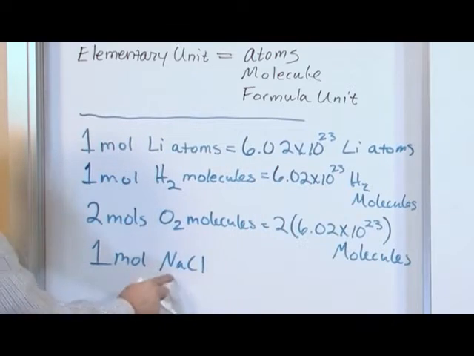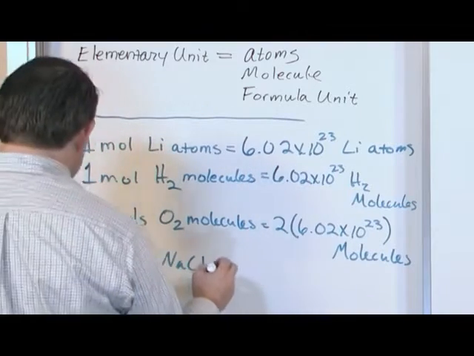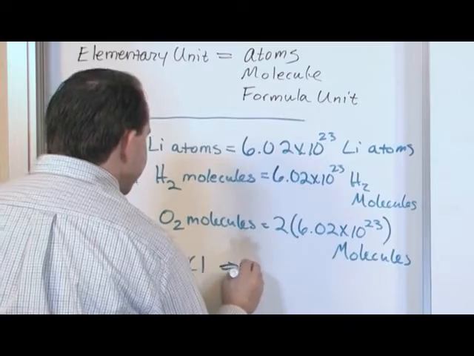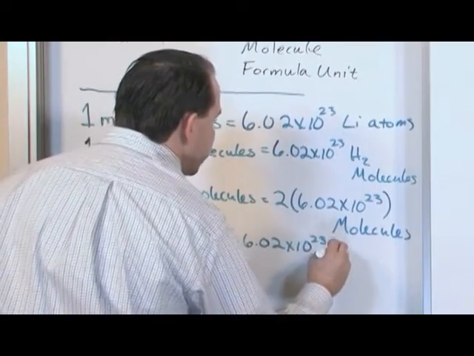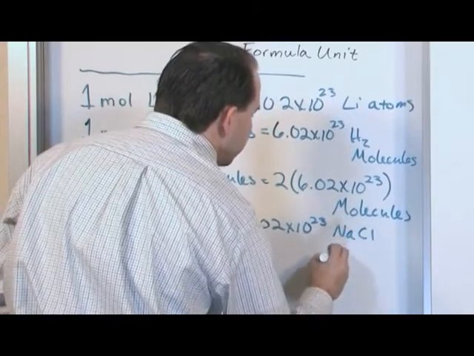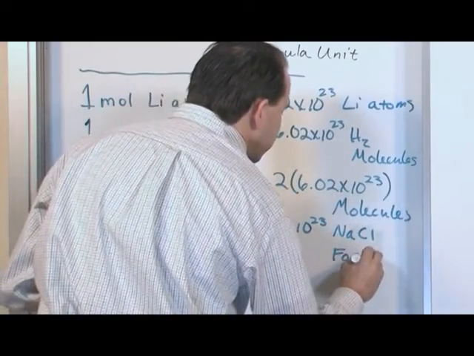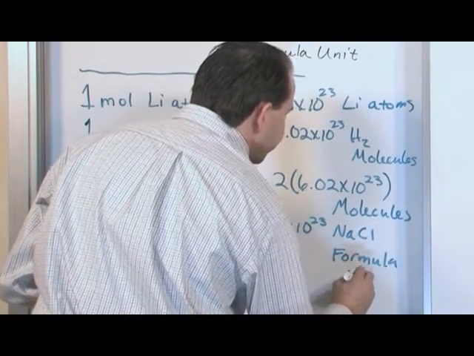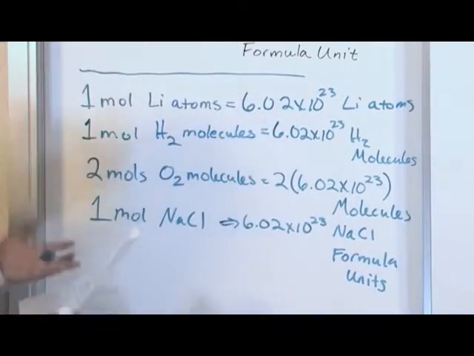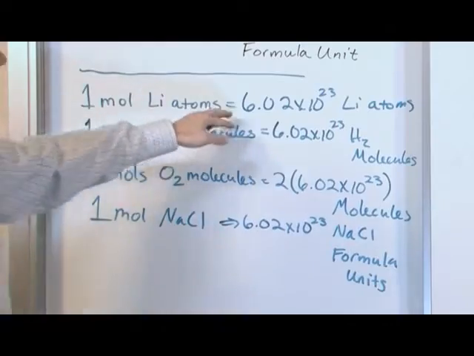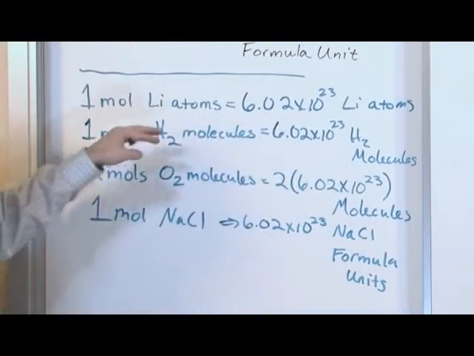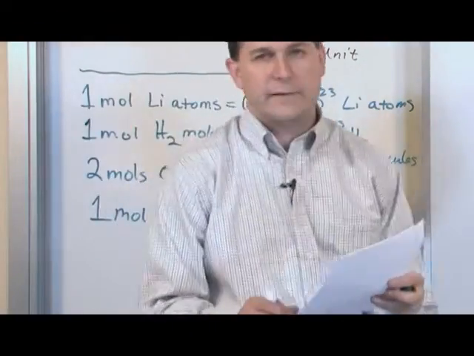This is an ionic compound because it's a metal plus a nonmetal. And what you would have here would be 6.02 times 10 to the 23rd NaCl formula units, since it's 1 mole. So that's why the definition references elementary units, because if you're talking about a mole of atoms, then the unit that you have is atoms. If you're talking about a mole of molecules, the unit that you have is molecules.